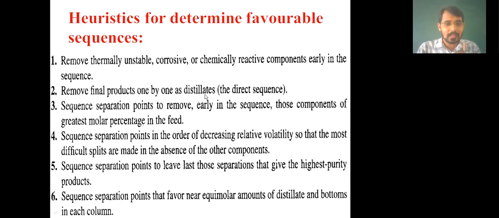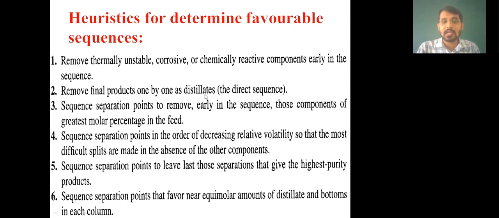The second rule is to remove final products one by one as a distillate. That is known as a direct sequence. Direct sequencing means we are removing products one by one as a distillate. If there are 5 products, we are removing the 5 products one by one.